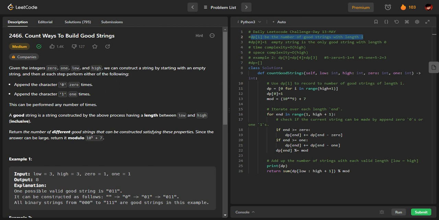Okay, let's see, one thing you have to understand is dp of 0. That means a good string of length 0. How is it possible? It can be the empty string only, then it is possible. So dp of 0 will always be 1. Okay, empty string is the only good string with length 0.